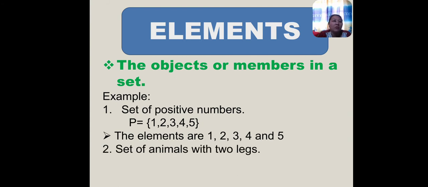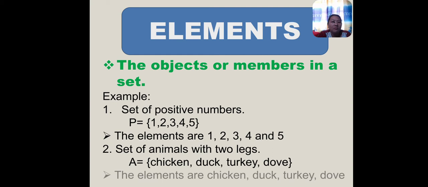Set of animals with two legs: chicken, duck, turkey, dog. What are those elements? Chicken, duck, turkey, and dog. So it's all about elements.